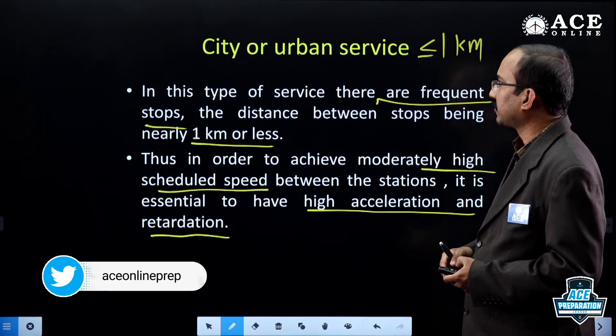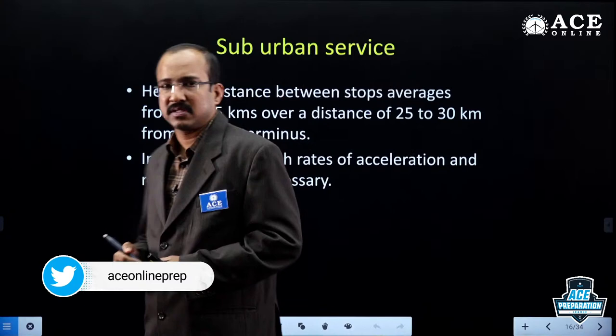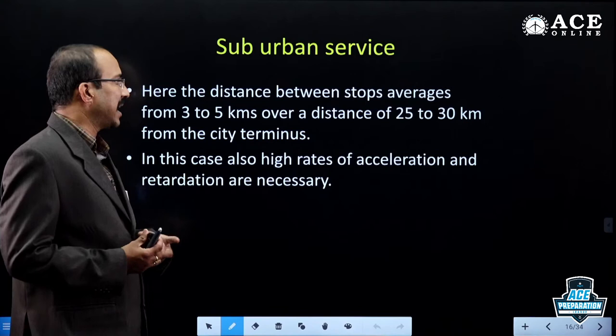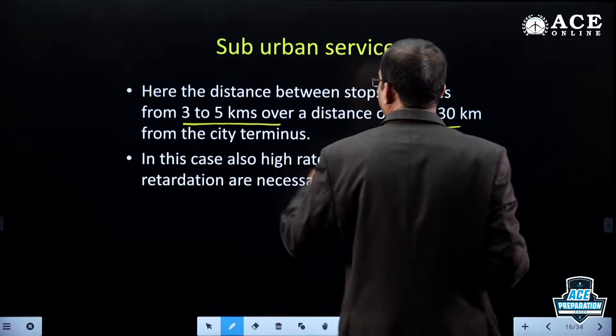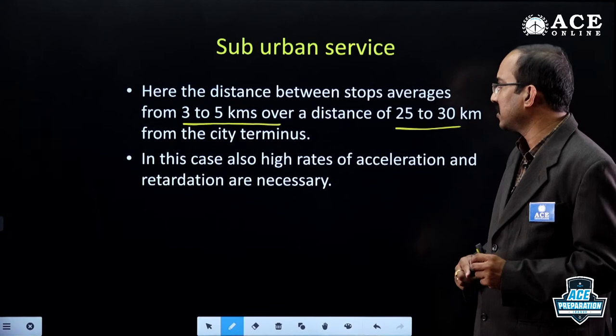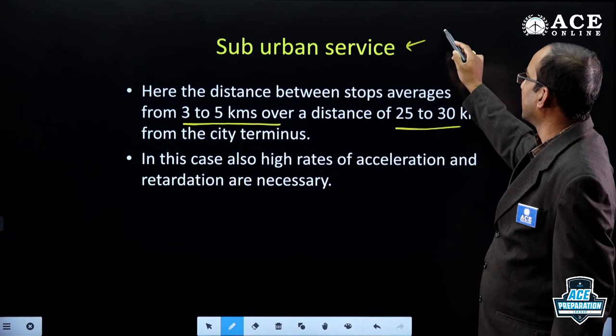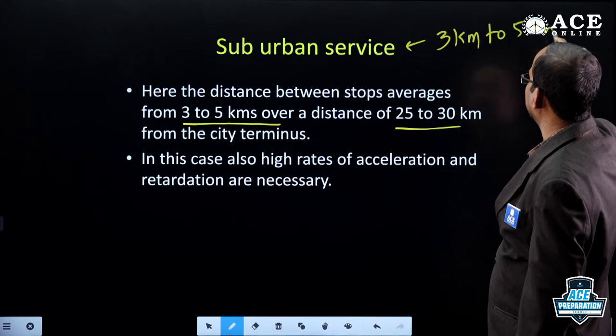Coming to the suburban service. Here, the distance between the stops averages between 3 kilometers to 5 kilometers, over a total distance of 25 to 30 kilometers. So you will have the stops between 3 to 5 kilometers. That is the distance between the stops in case of suburban service.